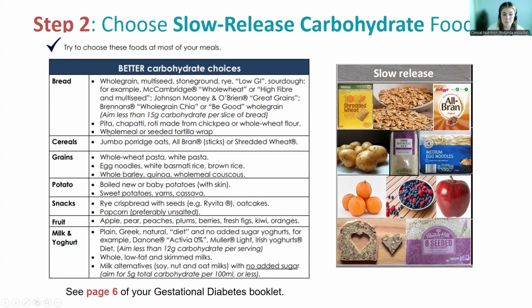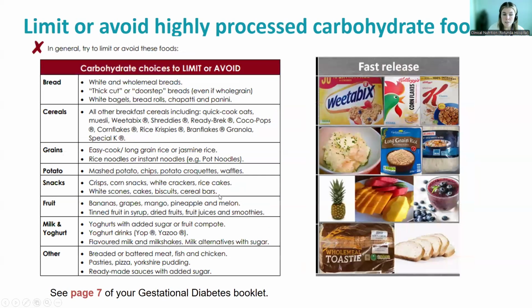The next group on the list is potatoes. So we eat lots of potatoes here in Ireland. So whenever we're trying to choose potatoes for gestational diabetes, what we would encourage you to do is choose potatoes with the skin on. So it could be baby potatoes with the skin on or regular potato with the skin on. That's absolutely fine. Sweet potatoes, yam, cassava are also okay. The types of potato that we would recommend you to limit and avoid though are things like mashed potato, chips, potato croquettes and waffles. Because they're more processed or refined, they tend to spike up the blood glucose levels very easily.